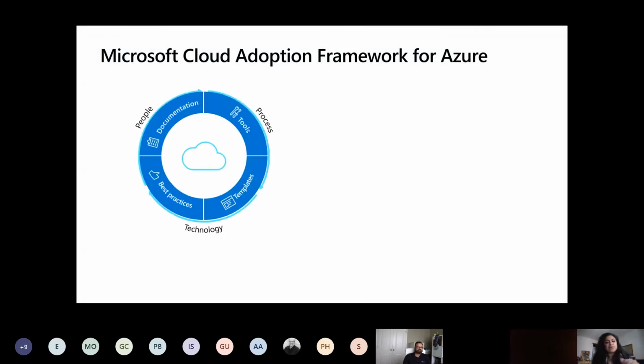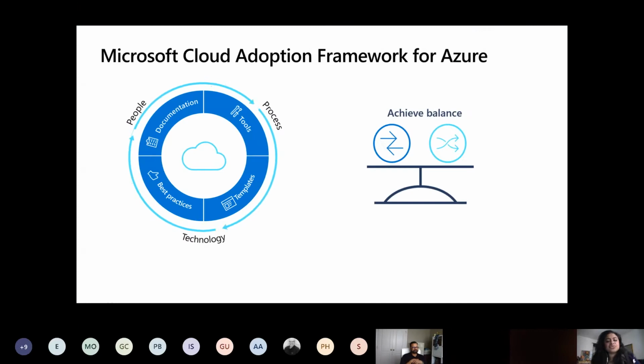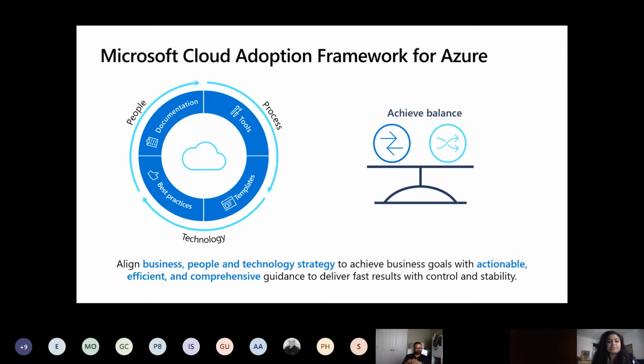So with that, I now go into the actual model. I'd mentioned this before: people, process, technology. I think the clear framework here is not that it's just a cloud management framework, cloud governance framework, or cloud deployment framework. It's the cloud adoption framework.